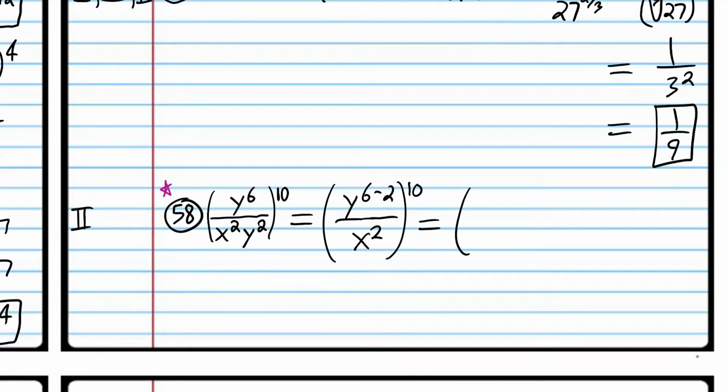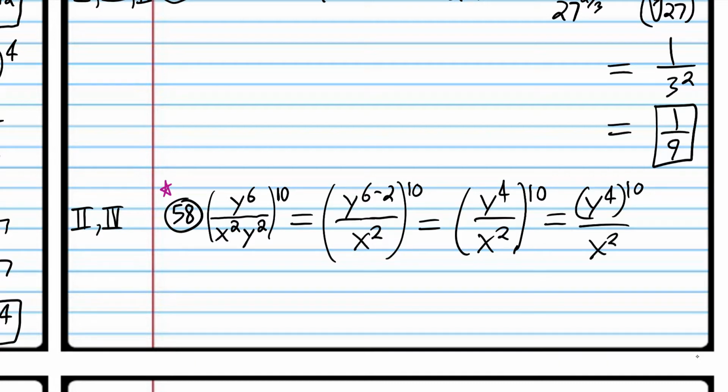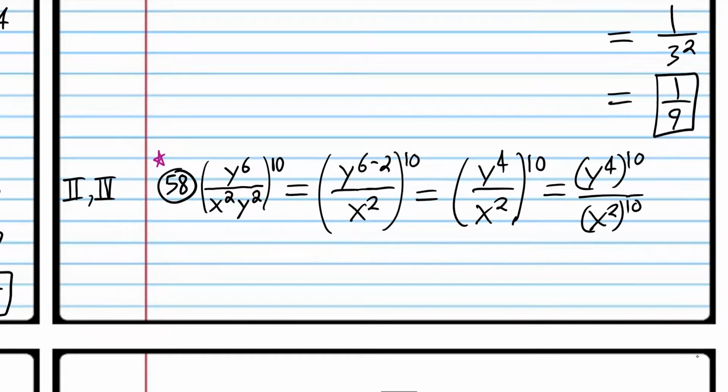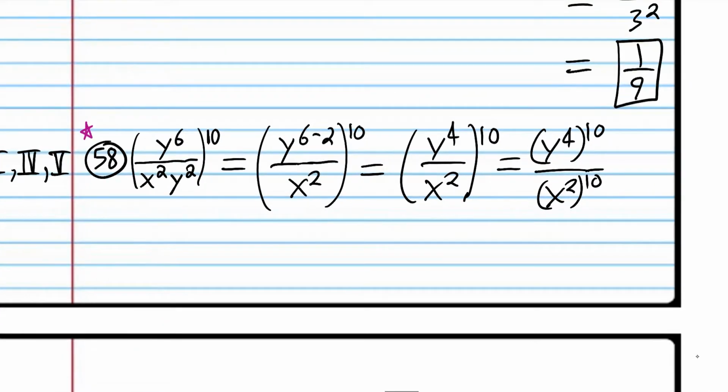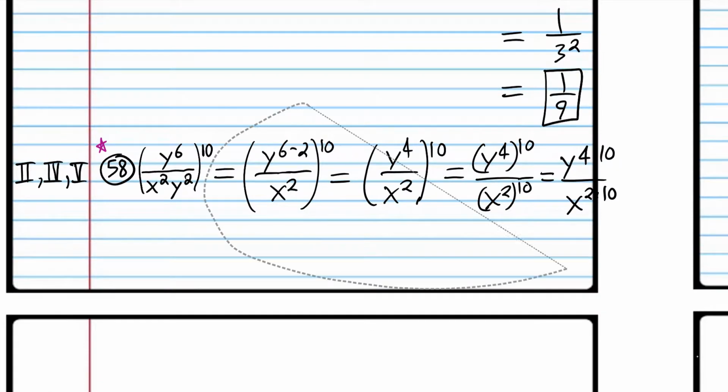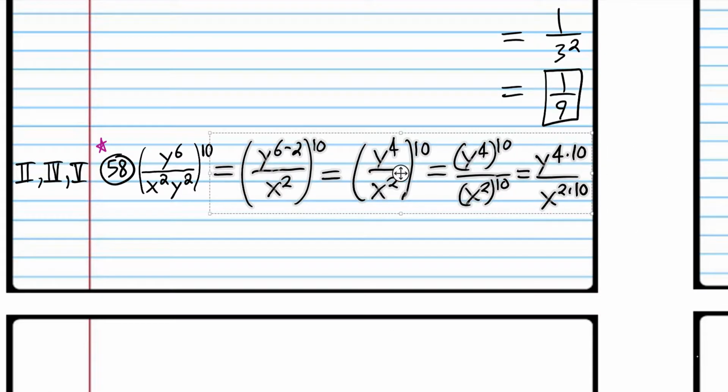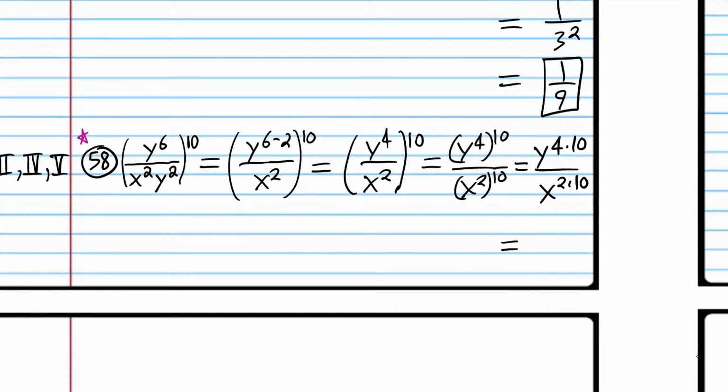So now we have y to the 4th power over x to the 2nd power, all raised to the 10th power. And now we're going to have to use rule number 4 because we have a fraction raised to a power. So you take the numerator of the fraction and raise it to that power, and then you divide by the denominator of the fraction raised to the same power. So now we have powers raised to other powers, so we're going to use rule number 5. And we end up with y to the 4th power times 10 over x to the 2nd power times 10. And let me make these expressions a little smaller. And of course, the final answer is going to be y to the 40th over x to the 20th.